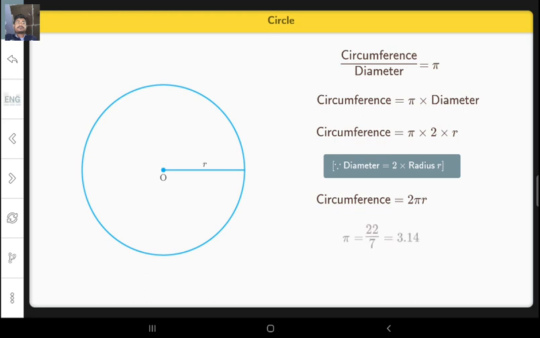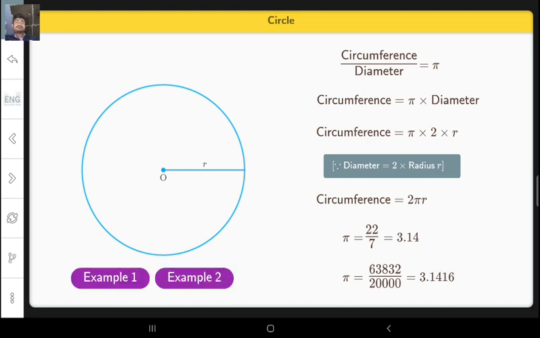The value of pi is taken as 22/7, or 3.14 for practical purposes. Its approximate value was given by the Indian mathematician Aryabhatta, who discovered pi is equal to 63,832 divided by 2000, which is 3.1416. Tap the buttons to understand this better with more examples.